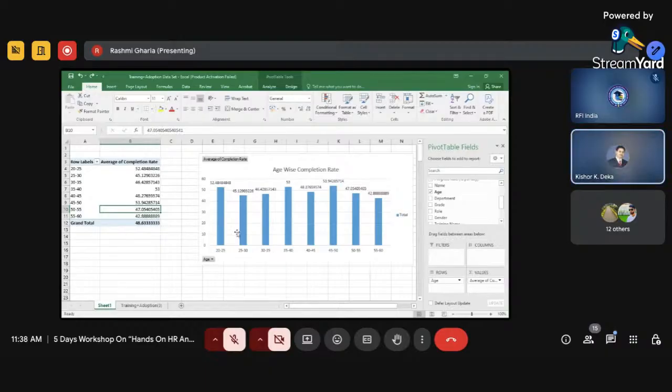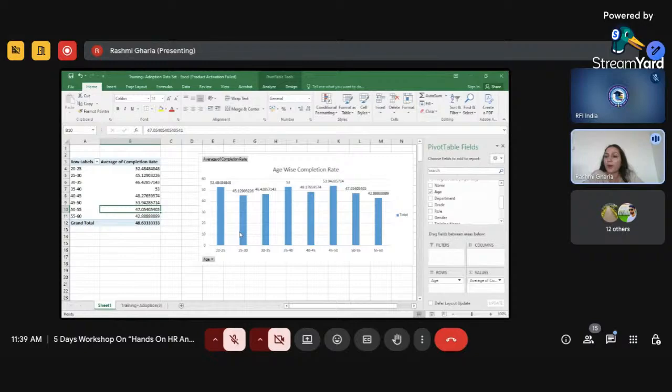Okay, ma'am. So now if we see this particular bar chart, we can see the pattern: which age group people have a higher adoption rate of the training program, and which age group people have lesser adoption. Then you can go for further diagnosis. Why is this age group having adoption less than 50%? Then you need to check the other variables also.